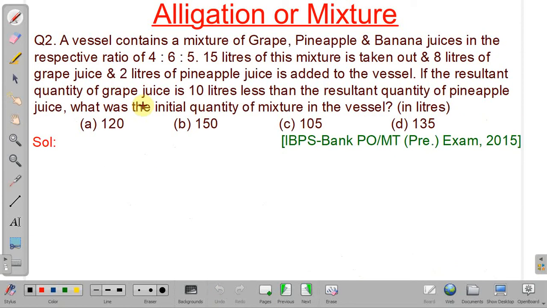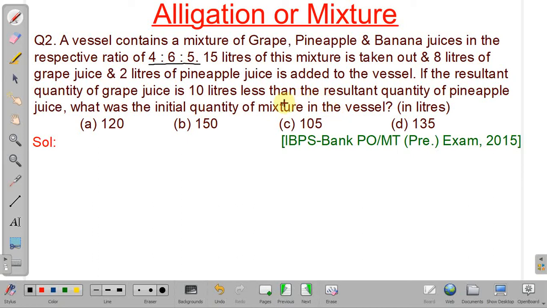See, in this problem what is given? A vessel which contains grape, pineapple and banana juices and the ratio is given 4:6:5. So 15 liters out of this mixture is taken out and 8 liters of grape juice is added in the mixture and 2 liters of pineapple juice is added. So in the resulting mixture, the difference between the quantity of pineapple juice and the quantity of grape juice is 10 liters. Okay. So we have to find the initial quantity of the mixture in the vessel.